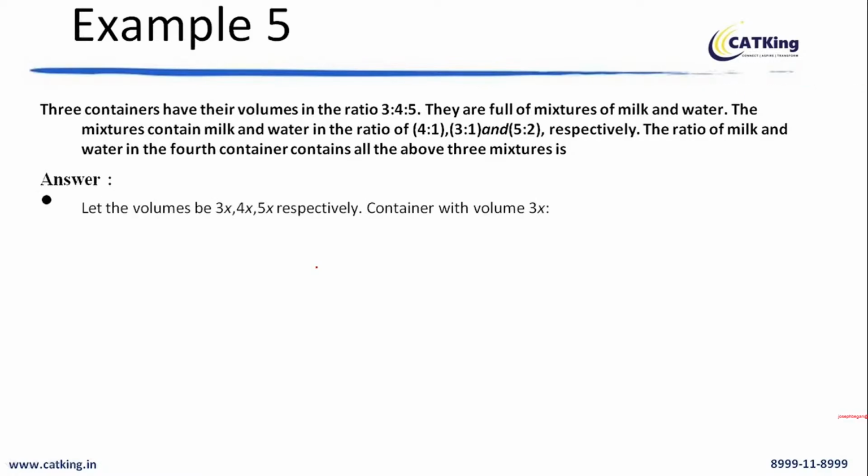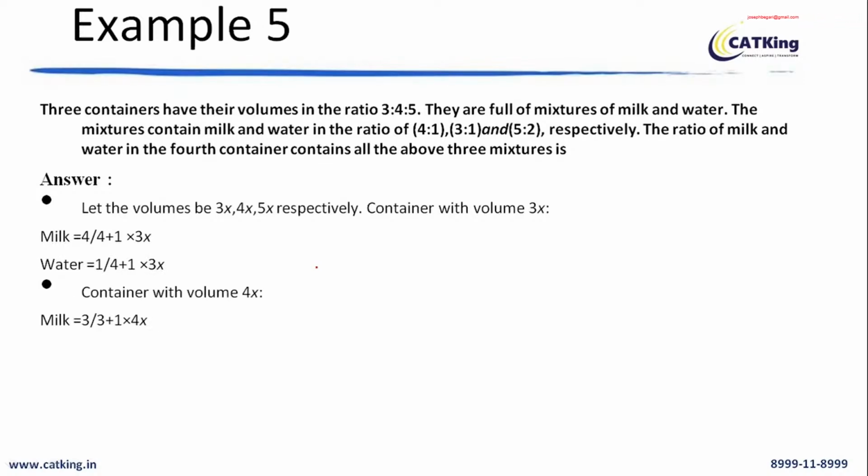Alright, so let's do this. Good question, alright. So let the volumes be 3x, 4x, 5x. So the container with volume 3x, milk will be 4 upon 4 plus 1 into 3x. Water will be 1 upon 1 plus 4 into 3x. Alright, similarly container with 4x, milk will be 3 upon 3 plus 1 into 4x. Water will be 1 upon 3 plus 1 into 4x. Alright, I think you guys would be questioning ki sir ye kaise hua. So milk is 4:1, so basically 4:1 is how much? 4 upon 5, no? 5 kya hai? 4 plus 1 into 3x.